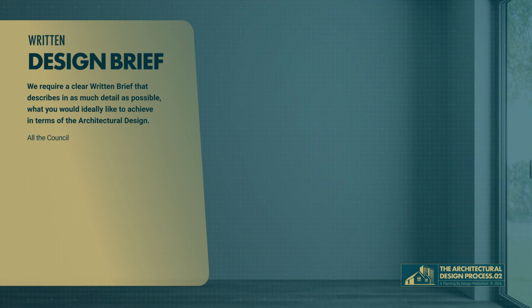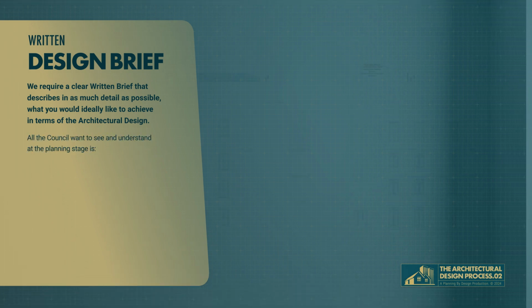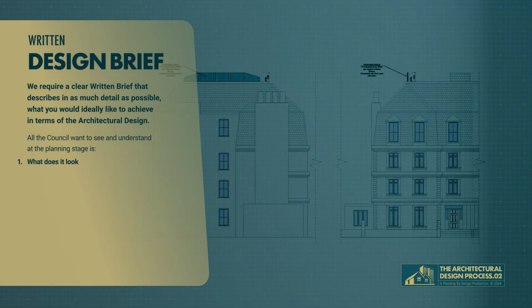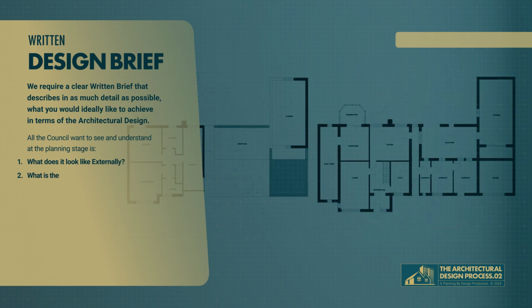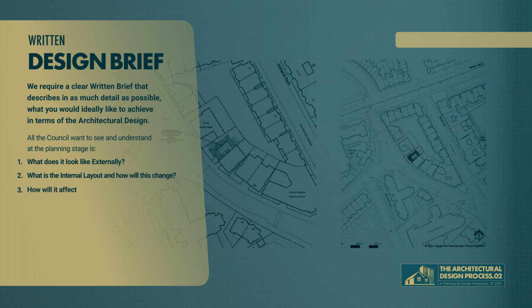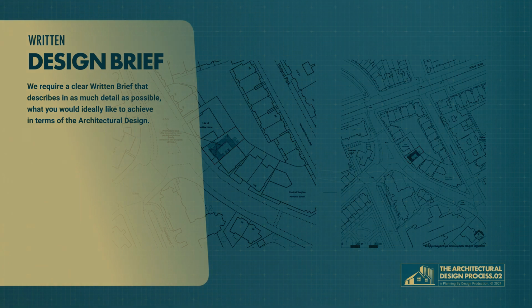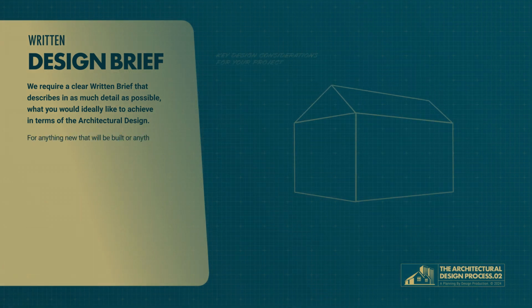All the council want to see and understand at the planning stage is: 1. What does it look like externally? Elevation drawings. 2. What is the internal layout and how will this change? Floor plan drawings. 3. How will it affect the surrounding area? Block and site plans.